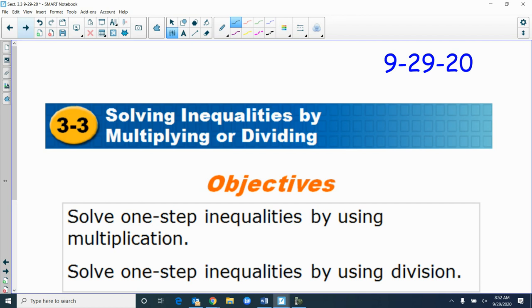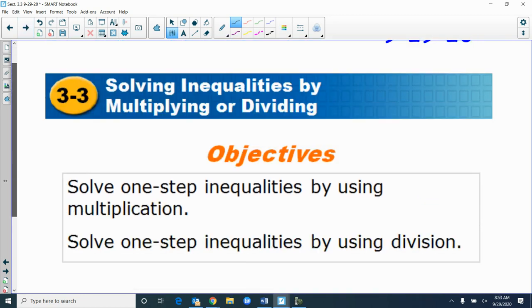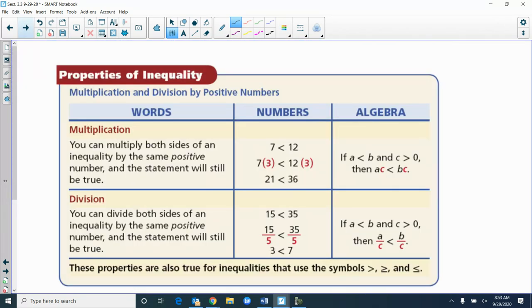All right, solving inequalities by multiplying and dividing. Basically one steppers again. Now, just like we did with the case here, 7 is less than 12. If I multiply both of those by 3, now this part is not on your sheet, but that's fine, just pay attention. If I multiply 7 times 3, I get 21. 12 times 3 is 36. Well, 21 is still less than 36. I think we agree with that. If I divide by 5, I get 3 on the one side, I get 7 on the other. It's still less than.